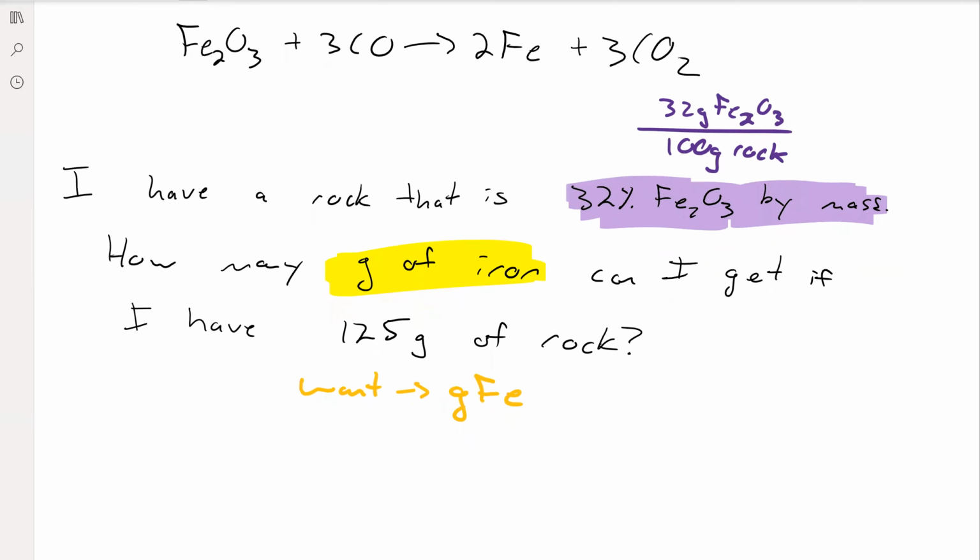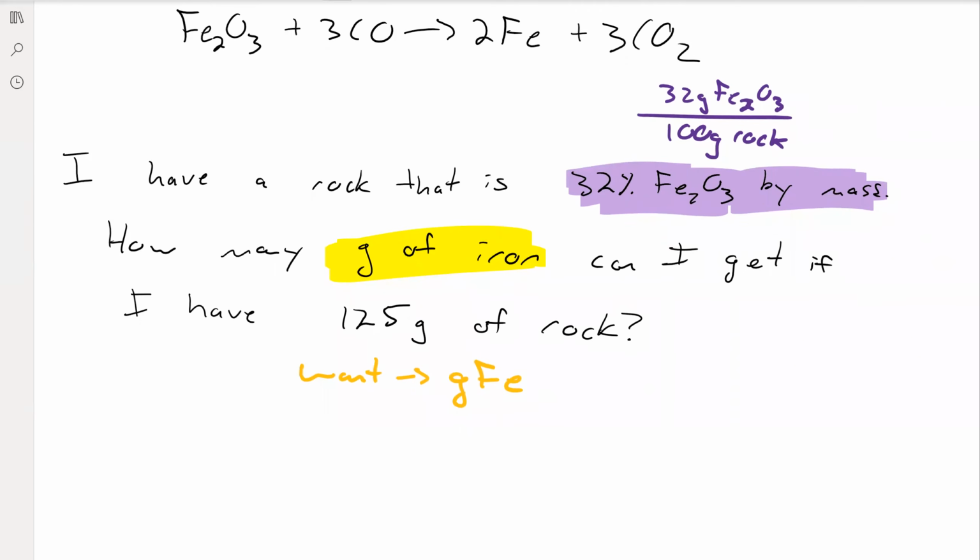That might be useful. If I think about what I want to start with, I want to start with a thing that's not a conversion unit. This is a conversion unit. I can use my stoichiometric ratios as conversion units, and then I have 125 grams of rock. Well, that's not a conversion unit. So we can write that out. And then I can start converting.